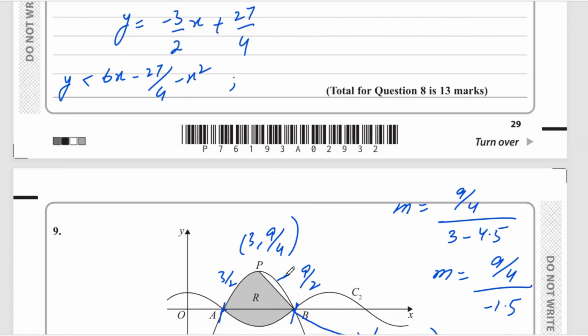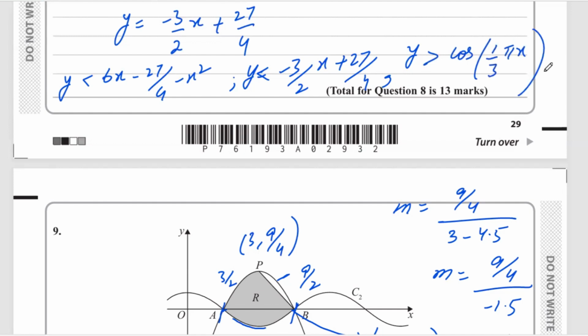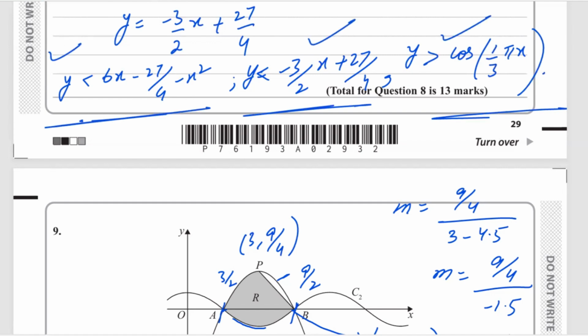Apart from that, you can see that this region also lies beneath the line, right? So the other inequality that defines this region has to be y less than negative 3 by 2 x plus 27 upon 4. At the end of the day, you can see that this region is lying above the curve, right? Above the curve of the quadratic function. So the third inequality that defines this region has to be y greater than cos 1 by 3 pi x. Is that clear? So that is how we're going to talk about these 3 points. Thank you very much.